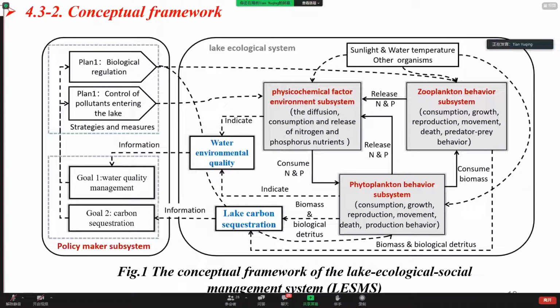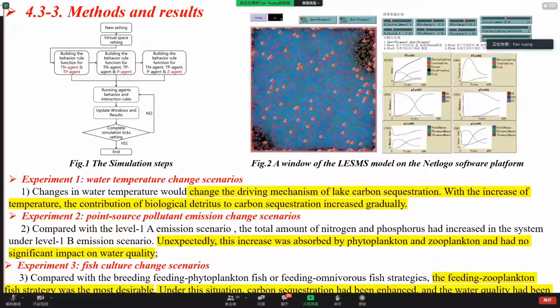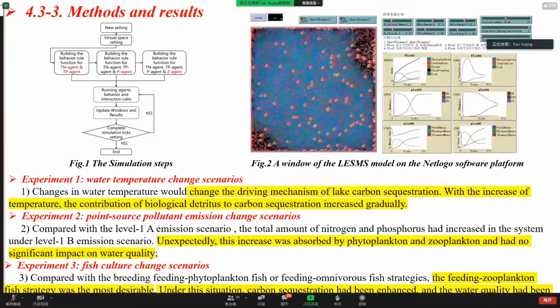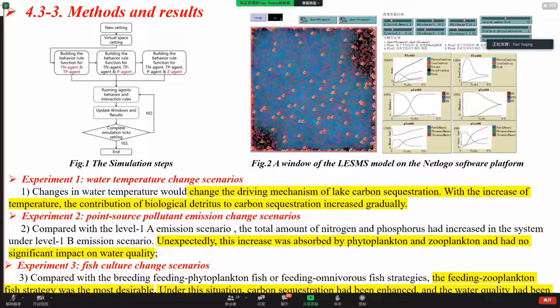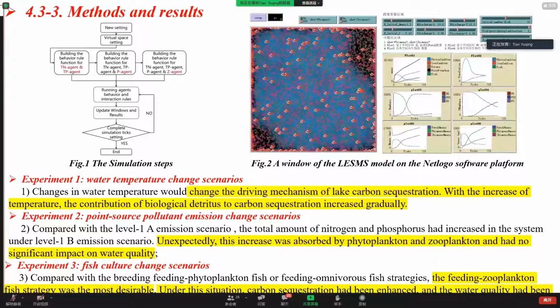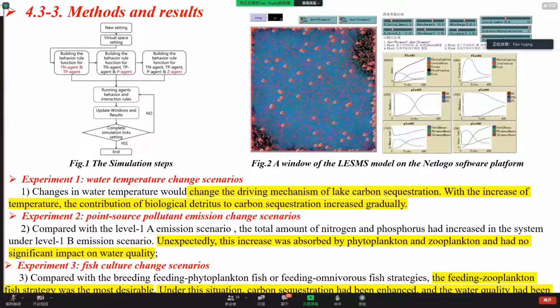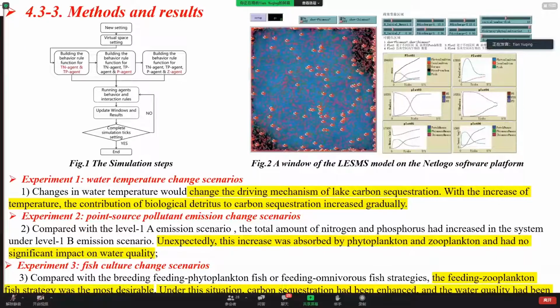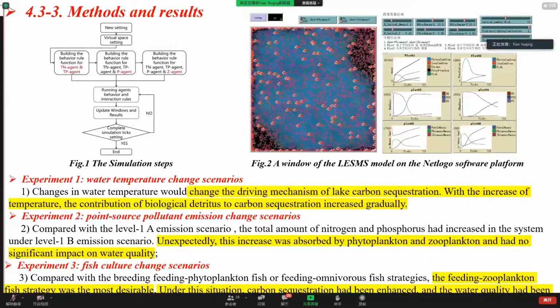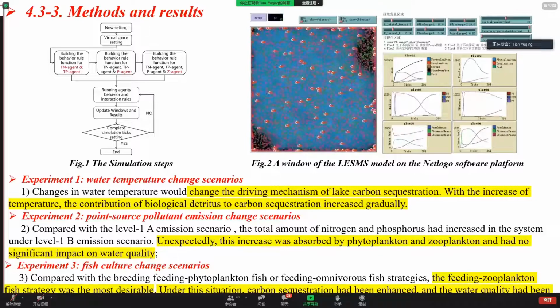LISM consists of four subsystems. Through the complex changes of individual behavior and the interaction relationship, the carbon sequestration and the water quality emergence have changed at the micro level. The multi-agent simulation model of LISM was established, and the three scenarios simulation was carried out by NetLogo software. And we found some unexpected results. First, the water temperature scenarios. The second is the point source pollutant emission scenarios. The third is the fish culture scenarios.